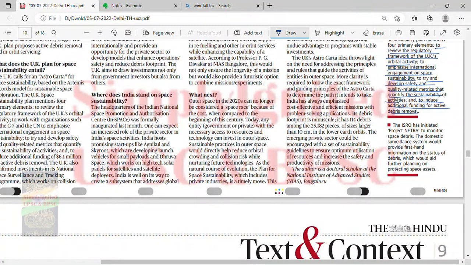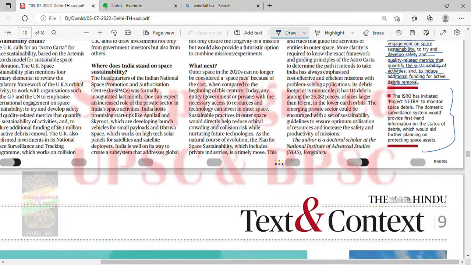The domestic surveillance system would provide first-hand information on the status of debris, which would aid further planning and protecting of space assets. So we have our Netra there, and they have their own thing now. Fine. So this is it from this text and context page.